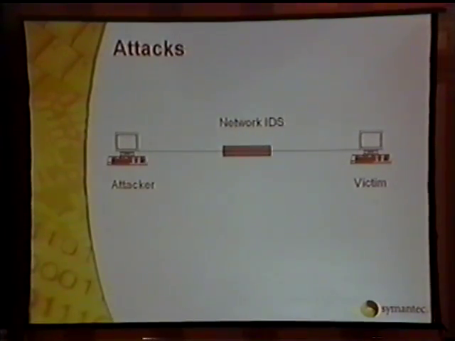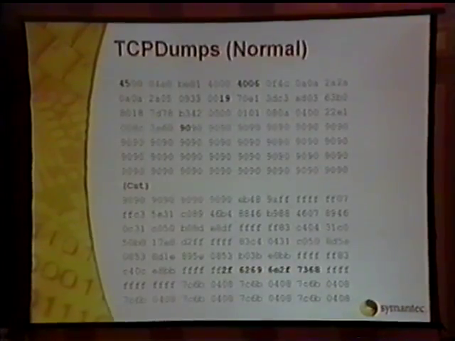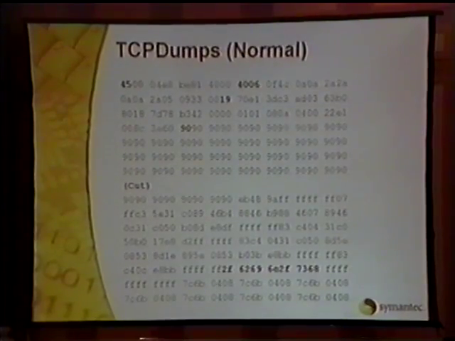So here, let's put this slide in so that we can understand we're no longer looking at the host in polymorphism. We're looking at going across the wire. Here we have an attacker, and then we have a network IDS in the middle sniffing packets, and then we have the victim themselves. So how can network IDS vendors go about detecting these polymorphic attacks? Sorry, let's look at TCPDumps first.